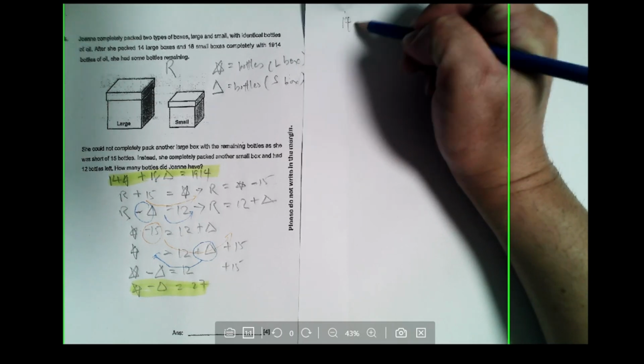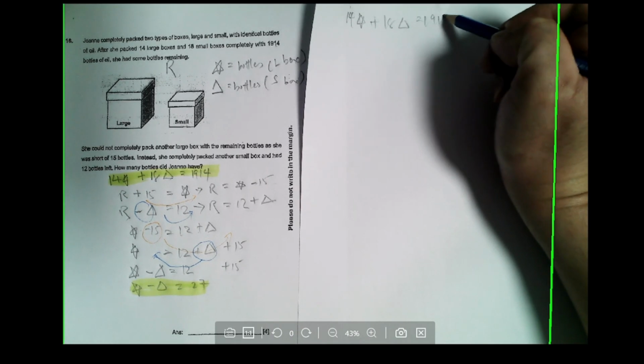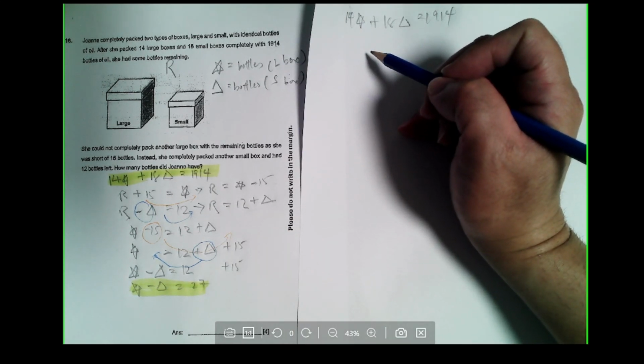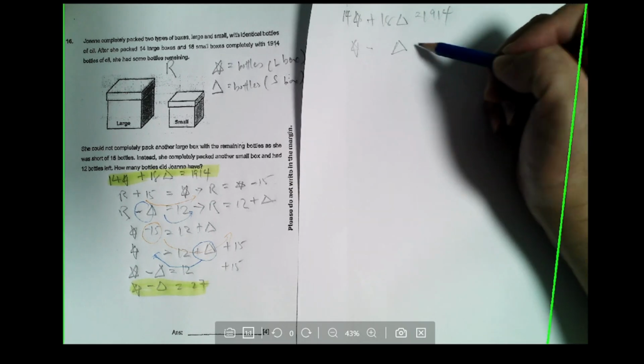Okay, so I'm just going to copy them both here, so it's simpler for you to see. I'm not doing anything special, I'm just copying. 14 star plus 18 triangle equals to 1914. Okay? Star minus triangle equals to 27.